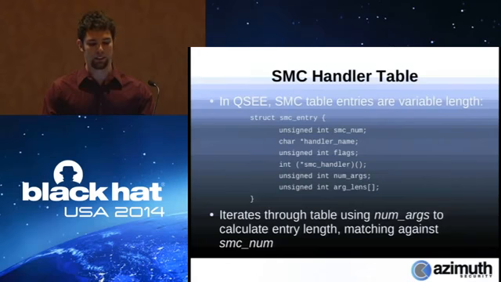various flags, and then a function pointer to the actual function that gets invoked by QSEE when this SMC request matching this ID is issued, a number of arguments field, and then a variable length array whose length depends on this number of arguments field, because this variable length array contains one entry for each argument, and each entry corresponds to the length of each argument.